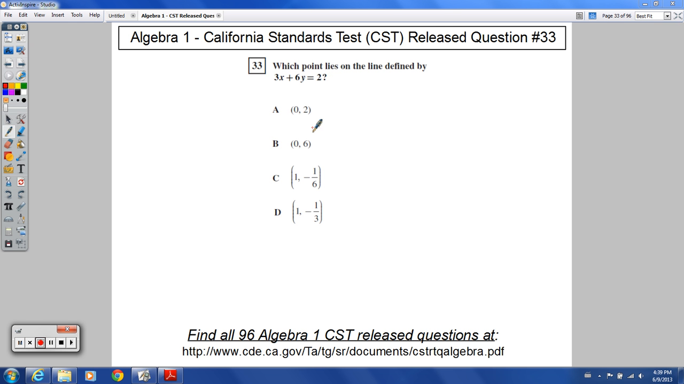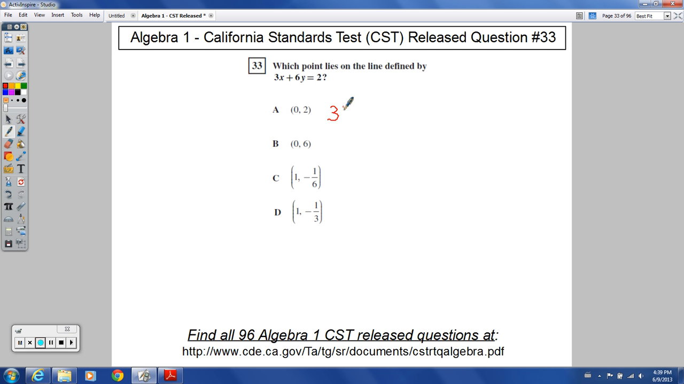What we really need to do, the only thing we really need to do in this problem, is to plug in the numbers and see which one is going to give a true equation when we plug in the value for x and the value for y. So let's start off with A and see what happens.